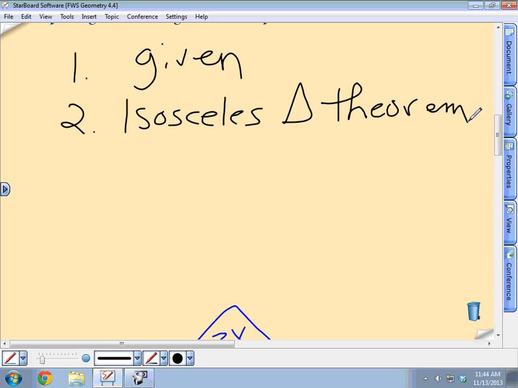Okay. Now, for 3, the measure of angle 1 plus the measure of angle 2 equals the measure of angle 3 plus the measure of angle 4.